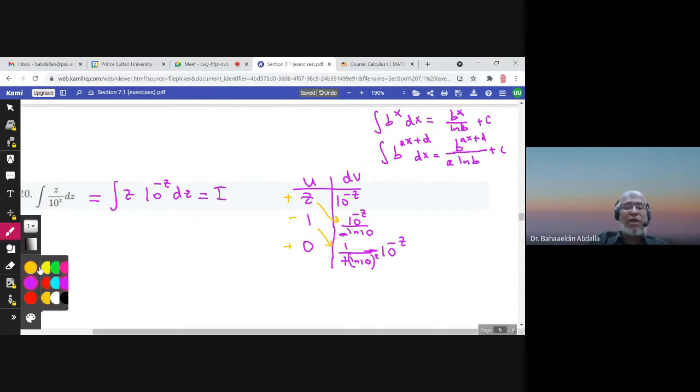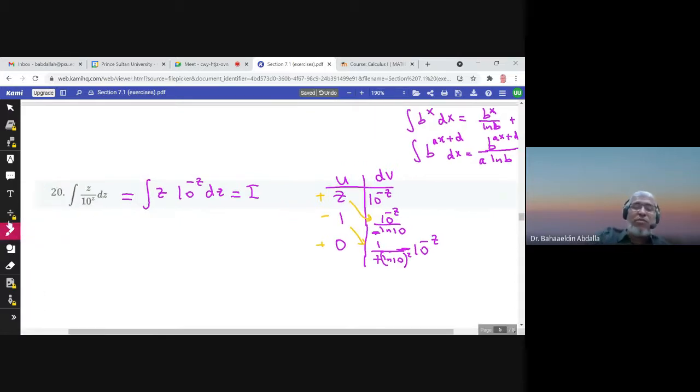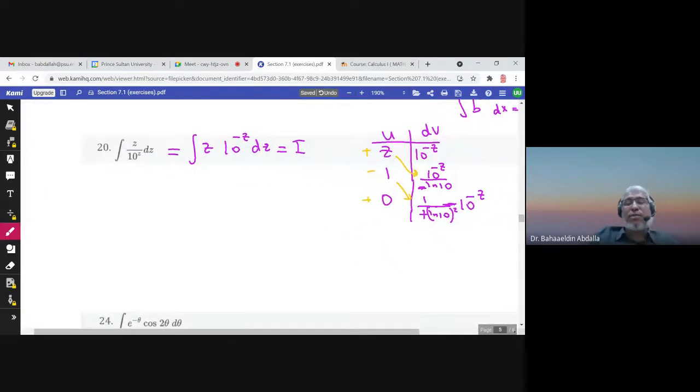And this integral I would be equal to z times this. So I will write it negative z 10 to the power negative z over ln 10. So I took the minus sign up. It's okay, I can do that. And minus 1 times this would be negative 10 to the power negative z over ln 10 to the power 2, plus c.